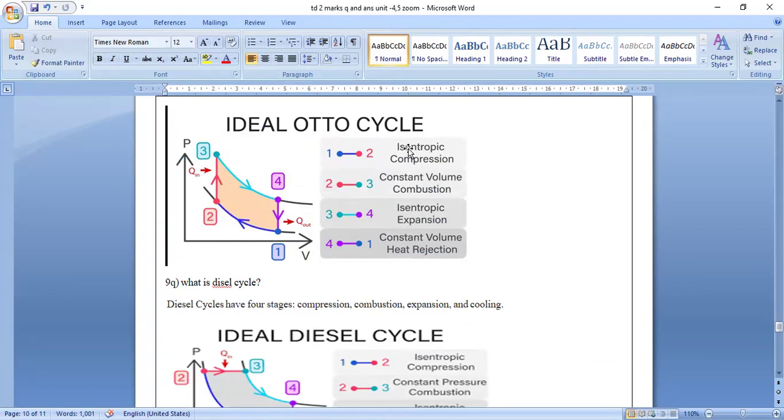Compression, expansion. These two, the first and third one, are similar. The second and fourth one is similar. 2 to 3, constant volume combustion. 4 to 1, constant volume rejection.